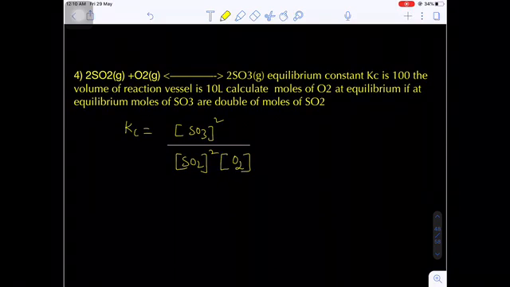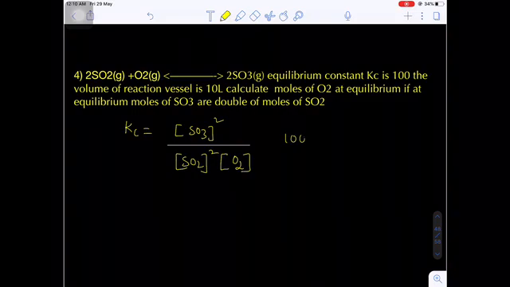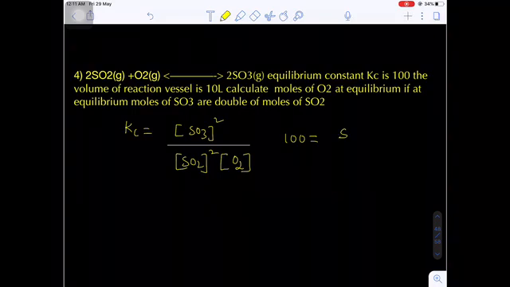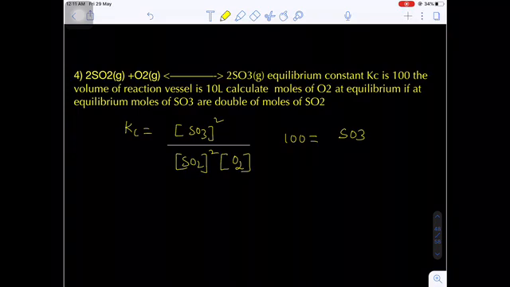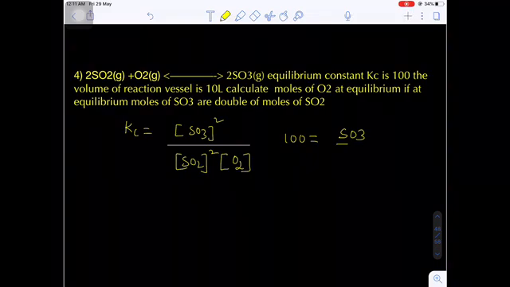Okay, now what is the Kc value given to you? 100 is equal to concentration of SO3, let's suppose concentration of SO3 as it is I am writing, but the condition is volume of the container. What is the volume of the container here? 10 liters. So we have to include the 10 here. So I am writing here concentration divided by volume of the container, 10 liters.